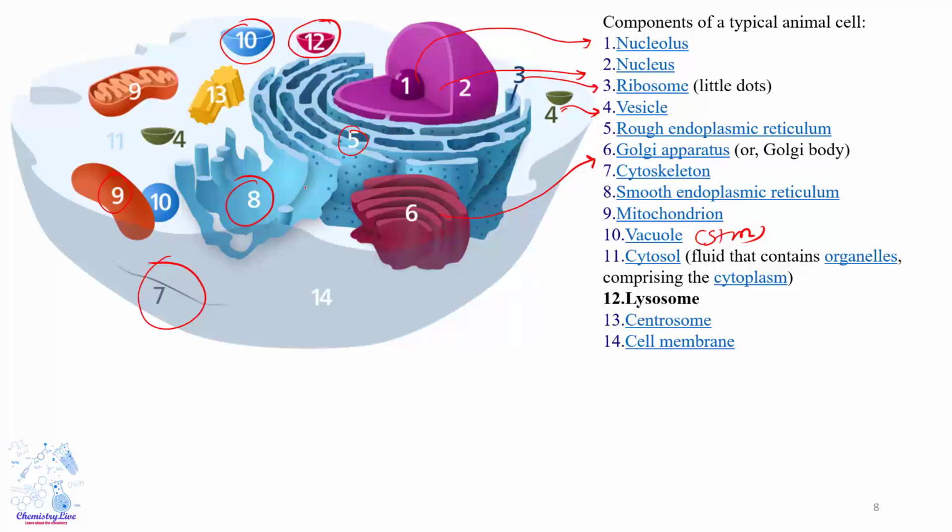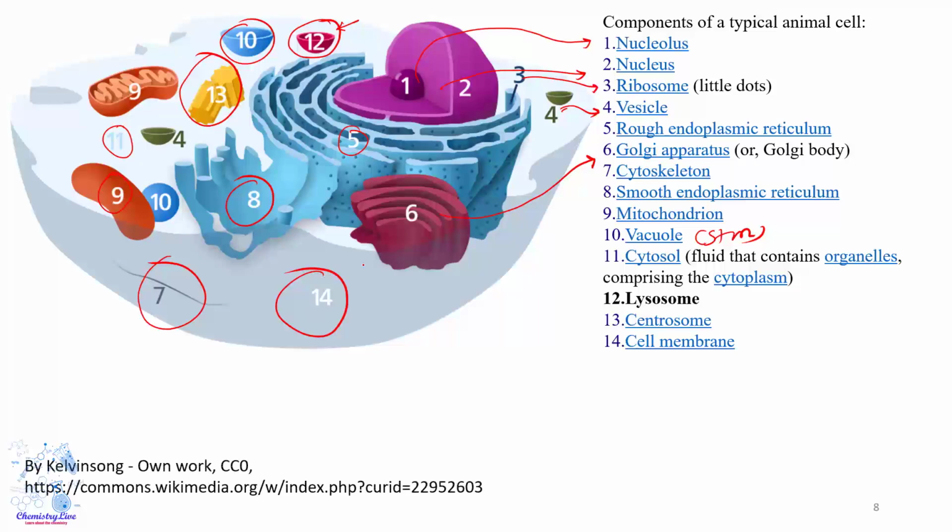Number 11 is the cytosol, the fluid that contains the organelles comprising the cytoplasm, the fluid of the whole cell. Number 12 is the lysosome, which we will discuss in the next slide. Number 13 is the centrosome. And the last, number 14, is the cell membrane. So that is the animal cell, with attribution to the author who drew the image. I took it from Wikipedia.